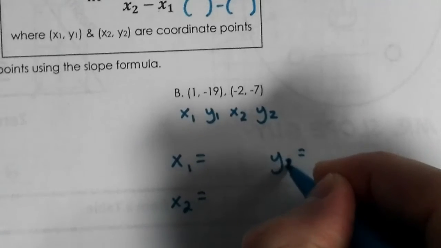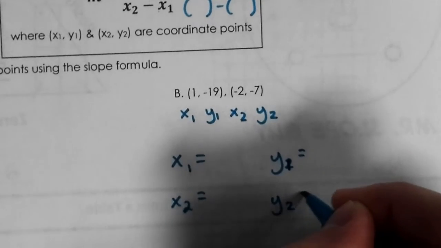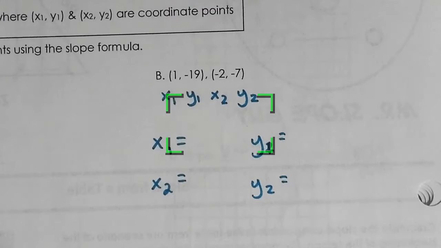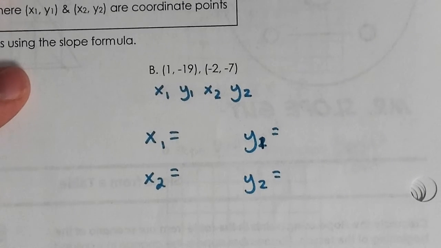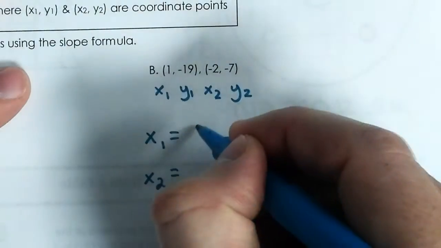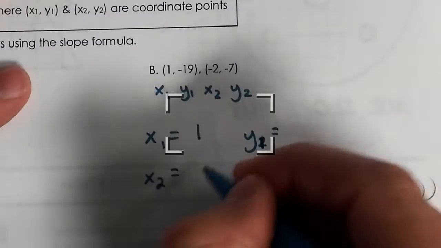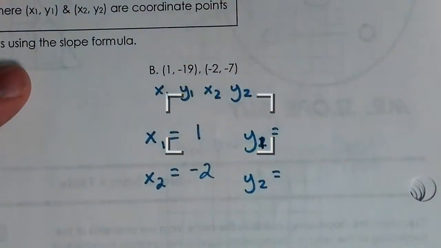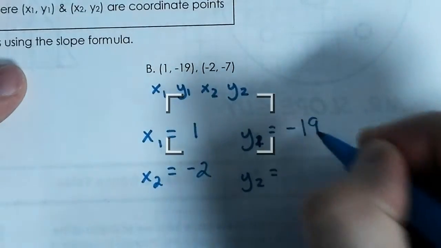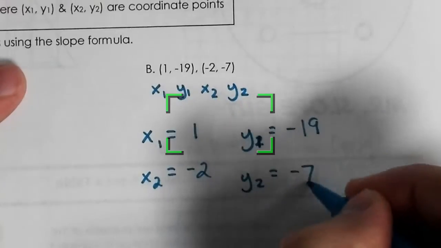Oh, that's a y1. My answer, I got negative 4 by the way. So somebody in my class already got negative 4. All right, so our x1 is 1. Our x2 is negative 2. Our y1 is negative 19. And our y2 is negative 7.